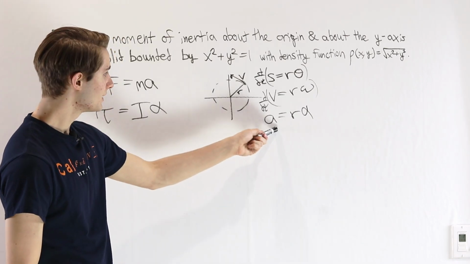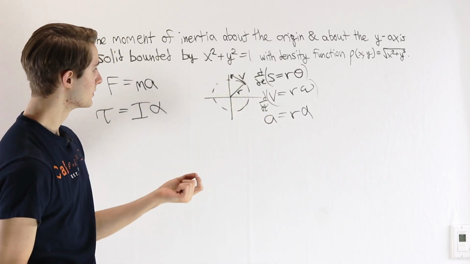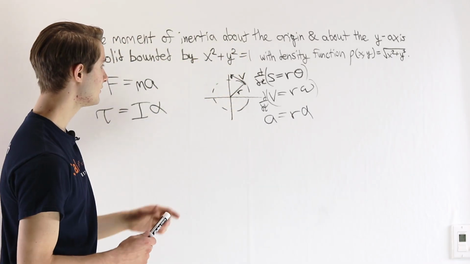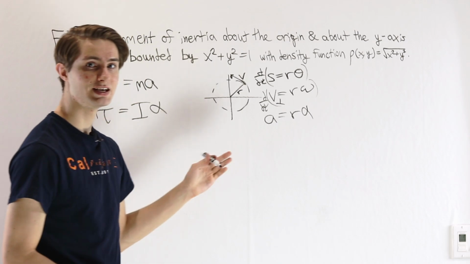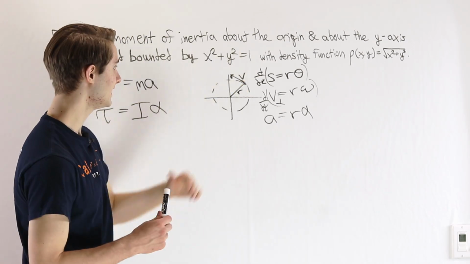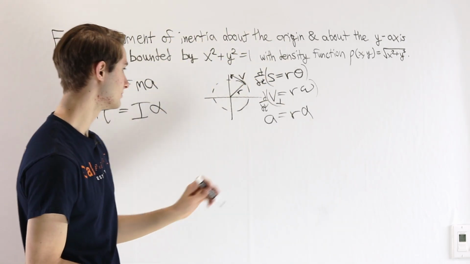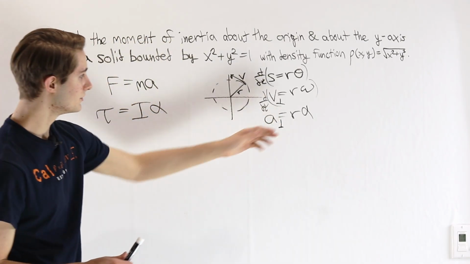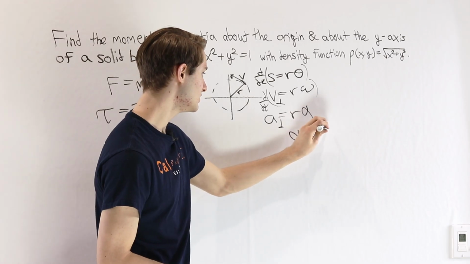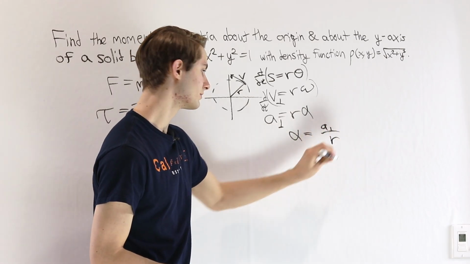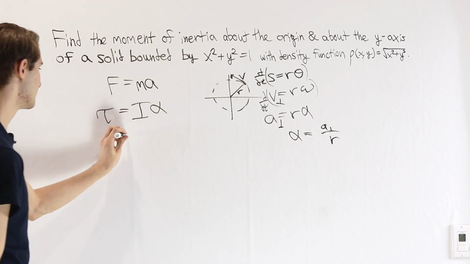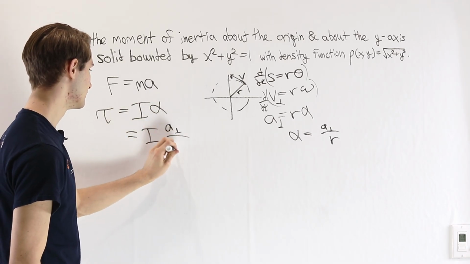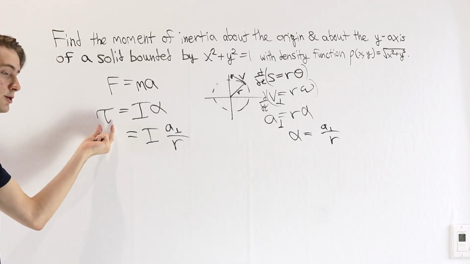Notice in this case, when we're looking at velocity and acceleration, we're talking about movement around this circular path. So it has to be movement perpendicular to the radius, because the tangent line of a circle is always perpendicular to its radius. And this acceleration is also going to be perpendicular. So we can solve for angular acceleration being linear acceleration over radius, and plug that in over here. So we have the moment of inertia times perpendicular acceleration over radius. That's going to equal torque.